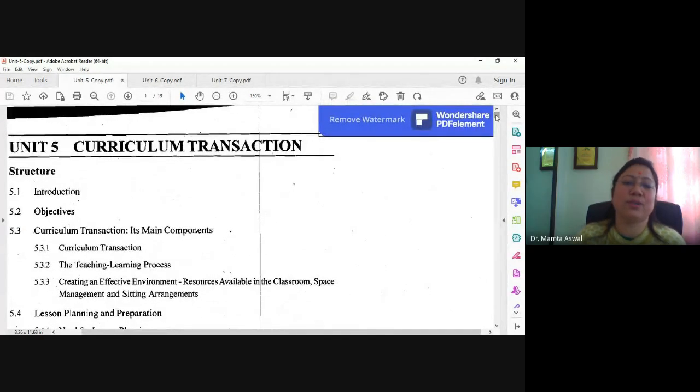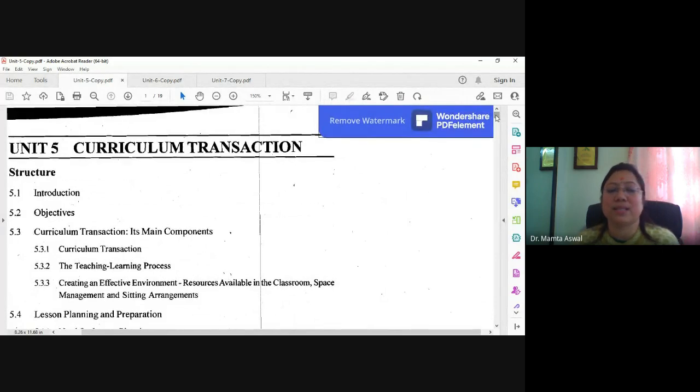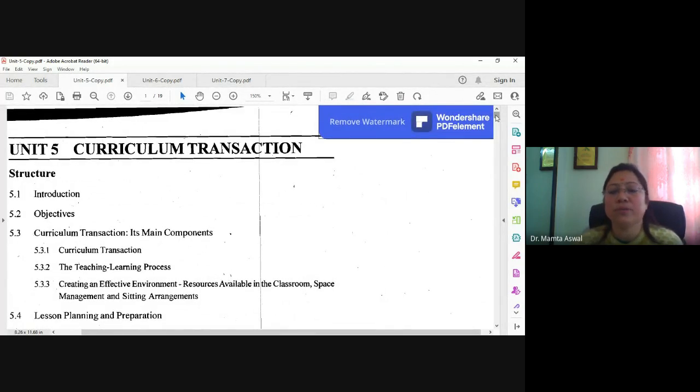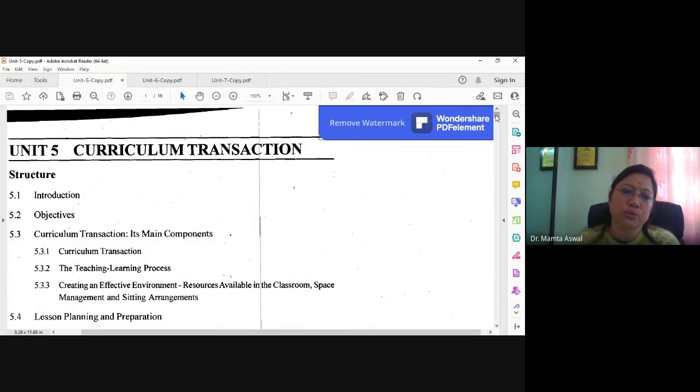So it is unit five, basically curriculum transaction, and I hope all of you have already gone through the earlier block about curriculum development and also the timetable and all other things. So today we'll be talking about curriculum transaction in this unit, that is unit number 5.